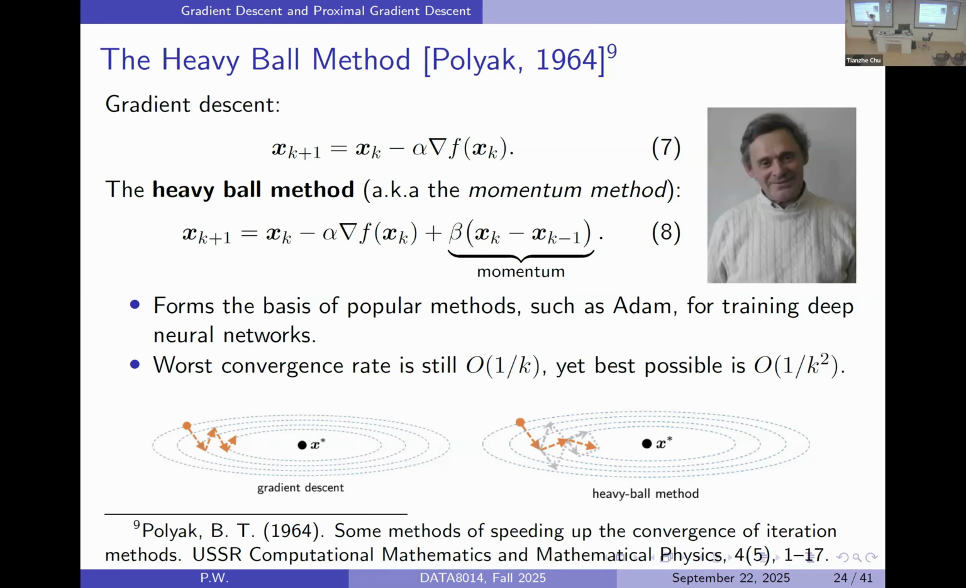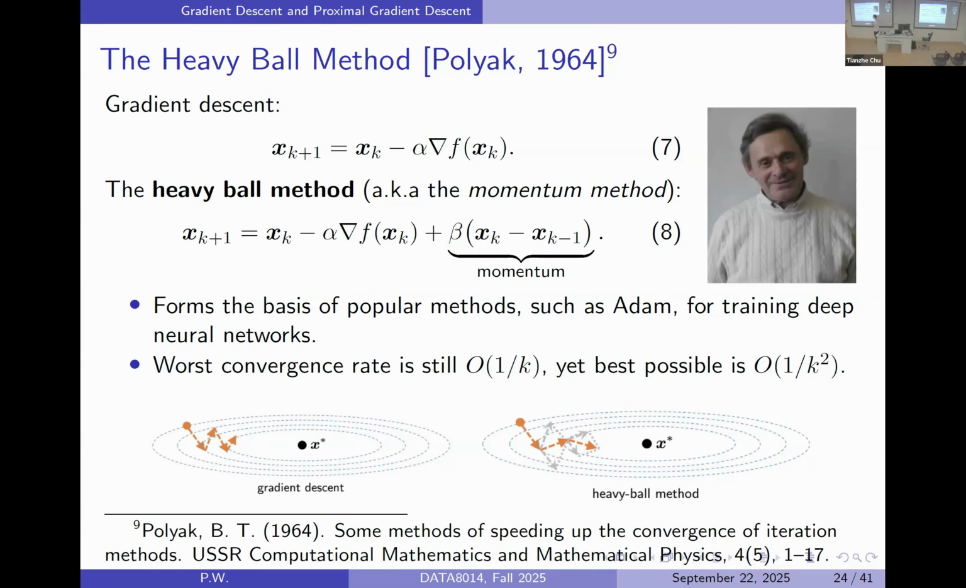You can see here, what is the momentum term? That is the difference between the current iteration and the previous iteration, right? When you want to generate the next iteration, you not only use information from the current iteration, you also use information from the previous iteration. This is the heavy ball method. And this method motivates the popular method in deep learning, that is Adam. Adam shares a similar spirit to this method.